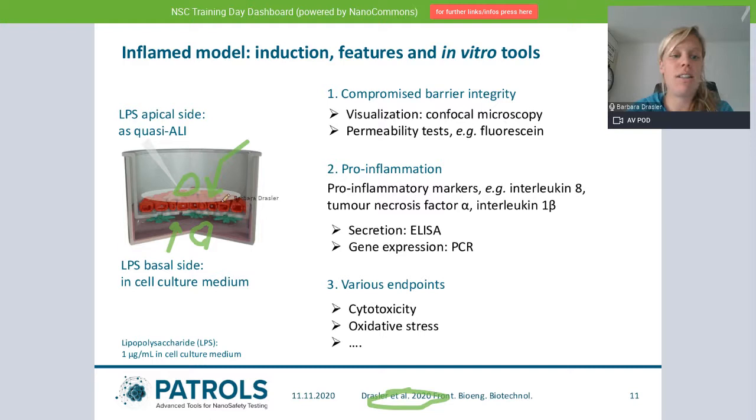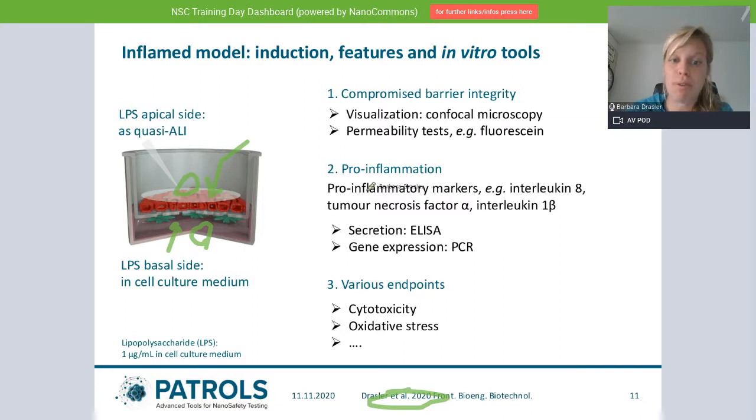So regardless of the approach, an inflamed tissue has its specific features. One thing that a pro-inflammatory status in the tissue does is that barrier integrity is compromised to a lower or higher degree. A compromised barrier integrity can be visualized using confocal microscopy, for example, or also using permeability tests such as fluorescein or even TEER, as we discussed before, but not for A-fibronase.